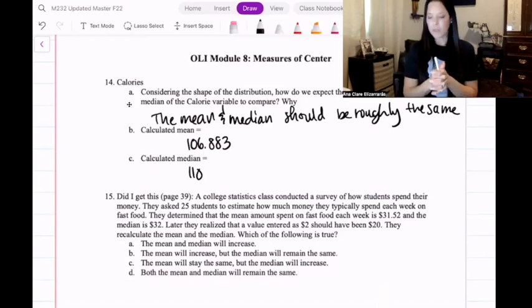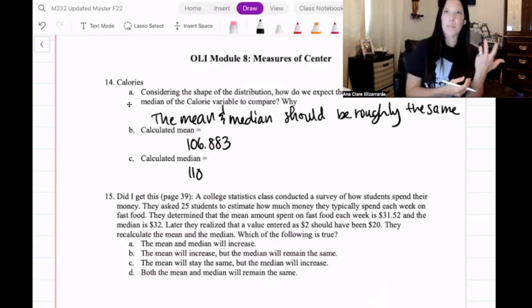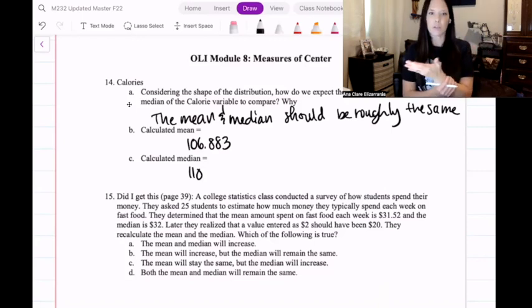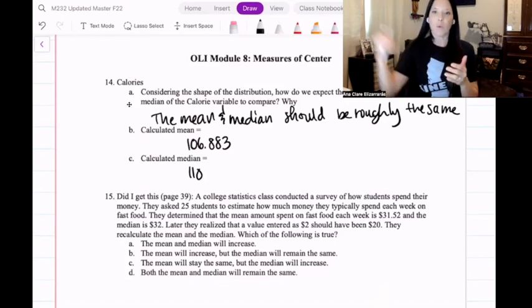Will the mean also increase? And will the median increase? Will the median increase and the mean stay the same? Will the mean stay the same and the median increase? What's going to happen here? Well, our average, we are adding more money. Our average is going to increase. So the mean is going to go up.